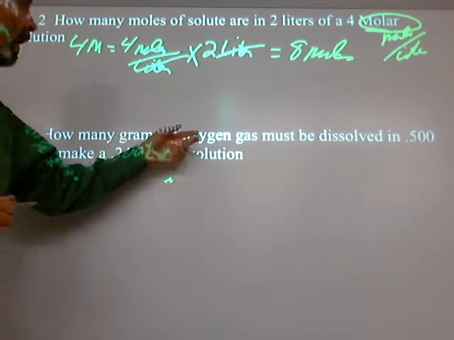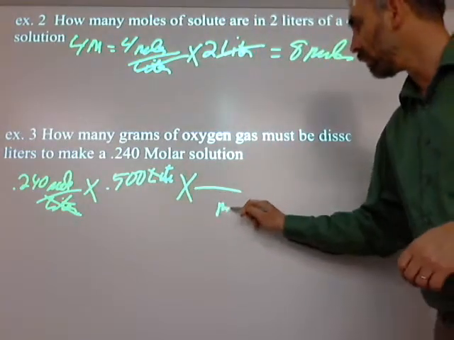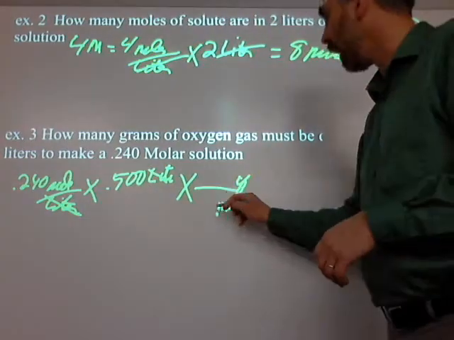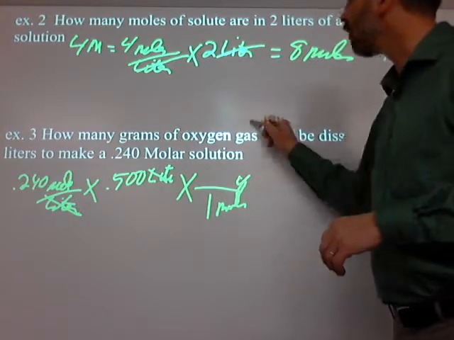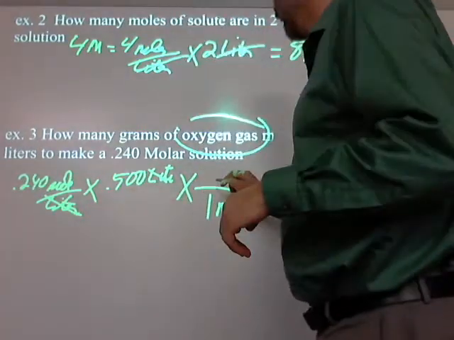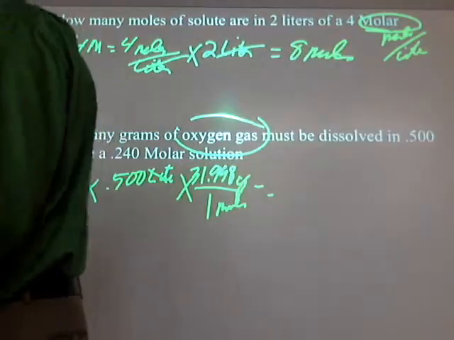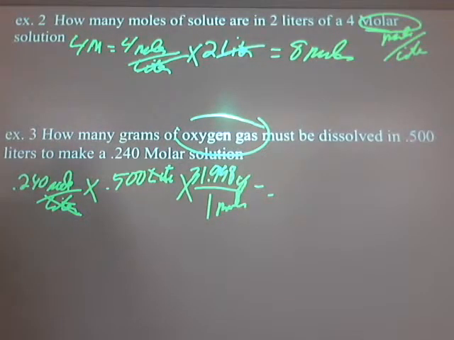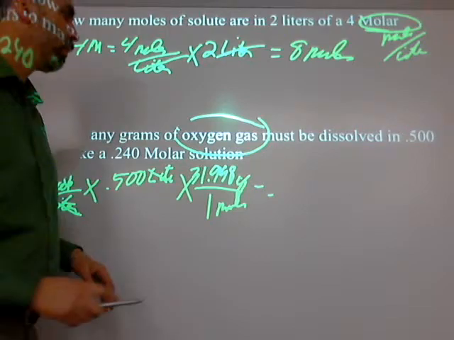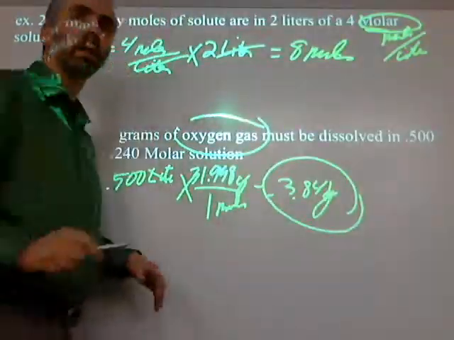I want to know how many grams of oxygen, so I should certainly know how to do this. Moles are on the top, so moles go down the bottom down here. They have to cancel. Grams are on the top here. 1 mole contains how many grams of oxygen gas? Yeah, I got to remember something. I got to remember it's diatomic. It's not 15.999, it's 31.998. Do the math for that. 3.84 grams. And that would be your answer.